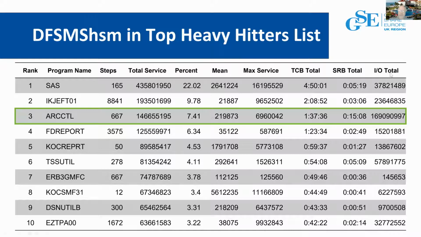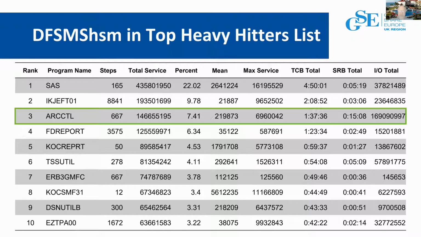So when we start running reports for our different customers, and for our mainframe, we have a mainframe ourselves where we do our development work. These are the type reports that we see, and you see number 3 here, ARC CTL. That's one of the acronyms that you'll see for HSM workload.